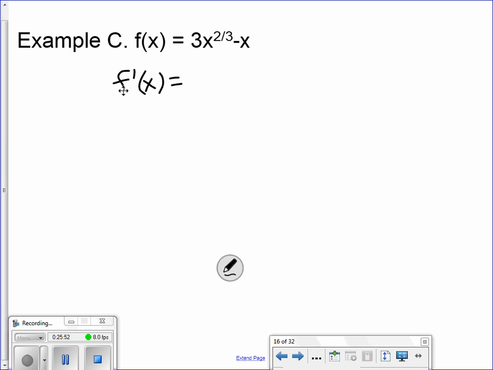All right, kids, tell me what the derivative of the first term is. What is 3x to the 2/3? Yes, Cameron.